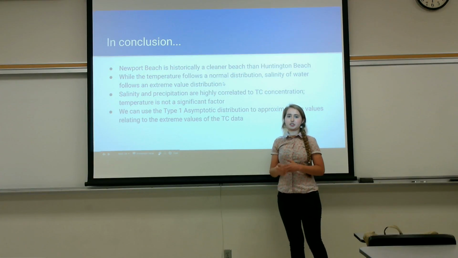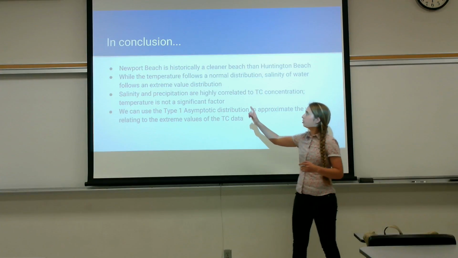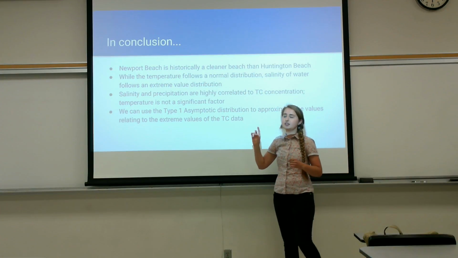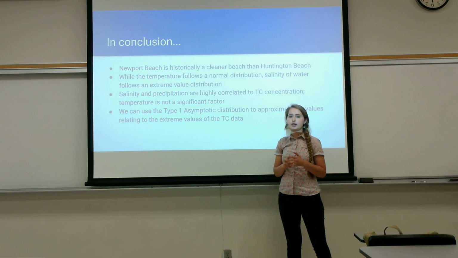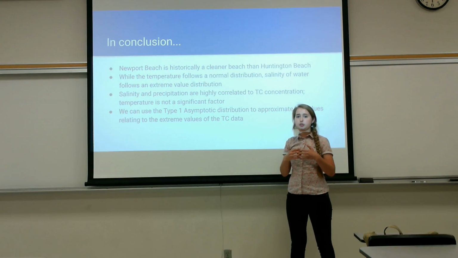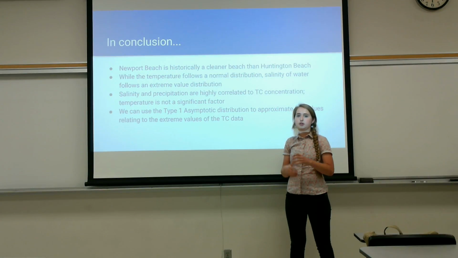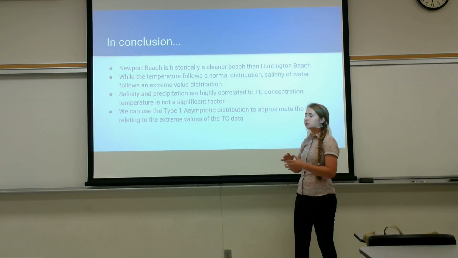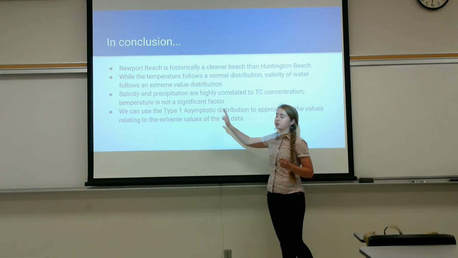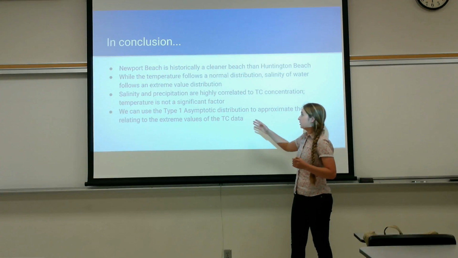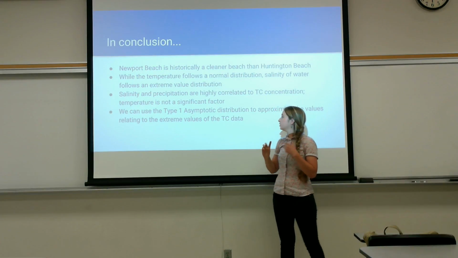And in conclusion, to summarize our report, we came to a few realizations: Newport Beach is typically a cleaner beach than Huntington Beach. And while the temperature follows a normal distribution, the salinity tends to follow an extreme value distribution because of the high concentration of salinity values, or the common salinity value that happens, which is about 33 or 34 units. We also found that salinity and precipitation, as well as location, are highly correlated to TC concentration, but temperature is not a significant factor.